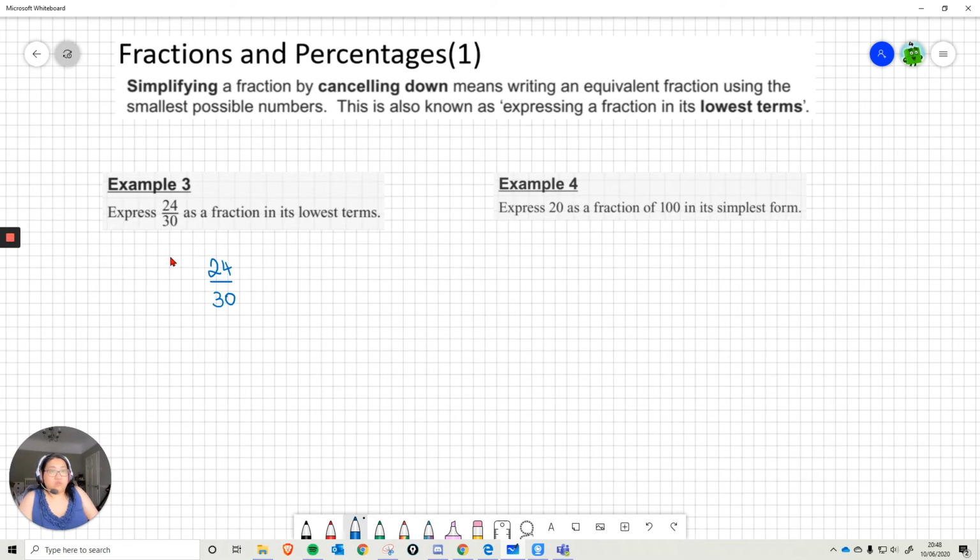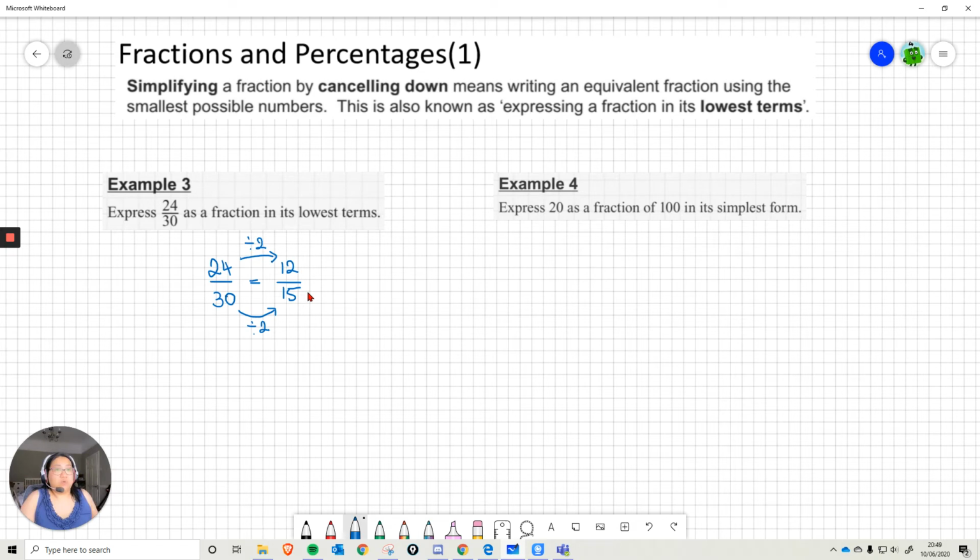Now the most common thing that people do is, if the numerator and the denominator are both even, a lot of people will half it because it's the quickest way of doing it. And that's fine, so I'm going to do that here. I can divide both the top and bottom by 2, and so that will become 12 over 15. And then a lot of people think, well, I can't halve 15, so that must be the fraction cancelled.